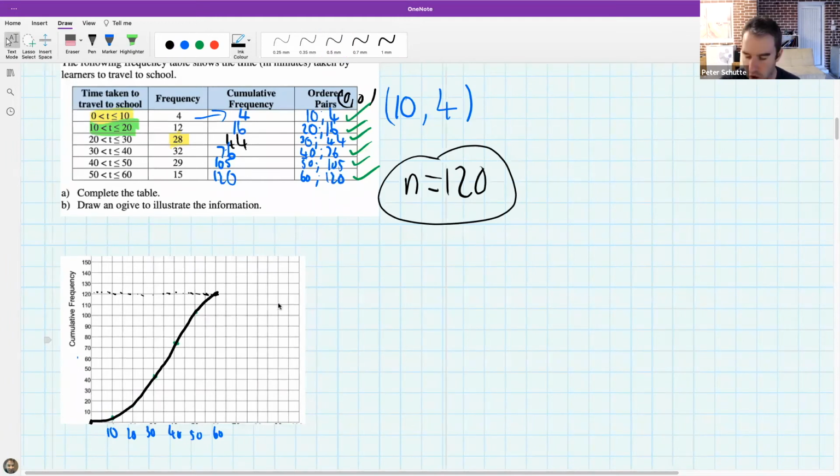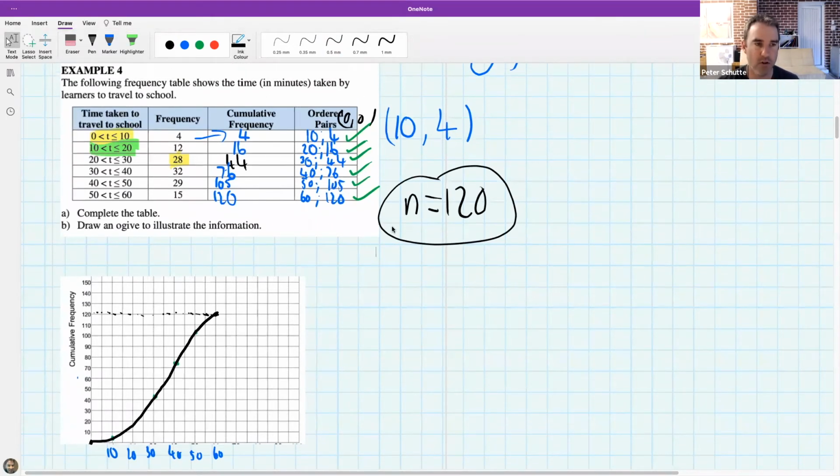So what are the steps? Because we're going to do another one of these after the break. What are the key steps that we need to know when we draw an ogive? First thing is we need a cumulative frequency column. And we need to total up that cumulative frequency column. Then we need another column for ordered pairs. The ordered pairs are just the XY coordinates that are going to basically be the points on our ogive.